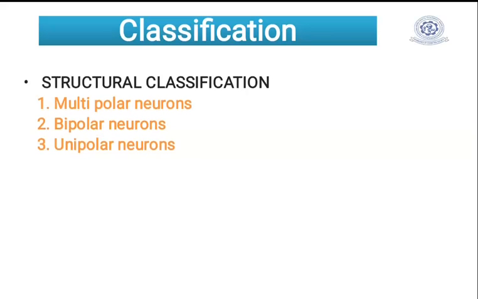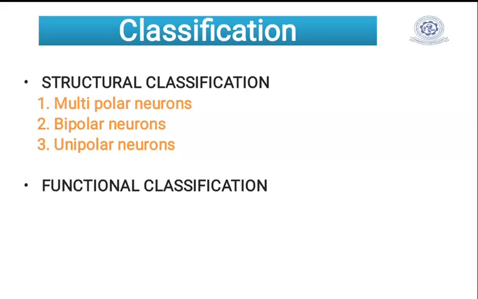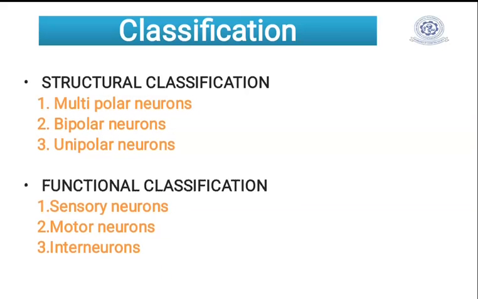Then one more type of classification is functional classification. Means according to the function they are divided into three types: sensory neurons, motor neurons, and interneurons.